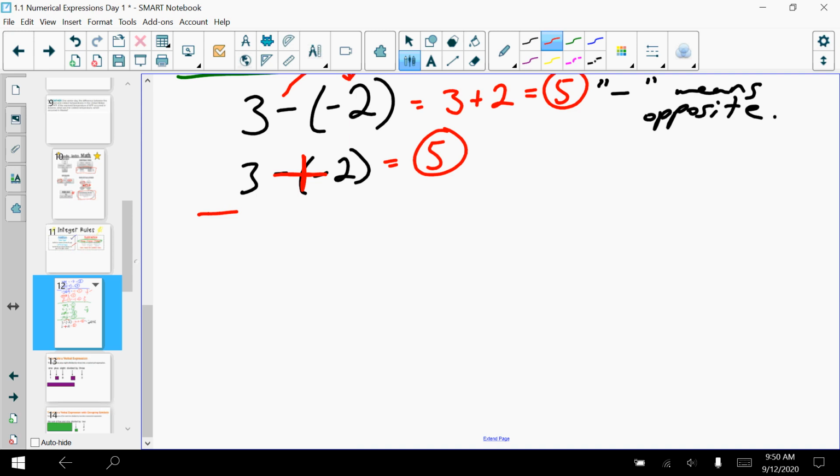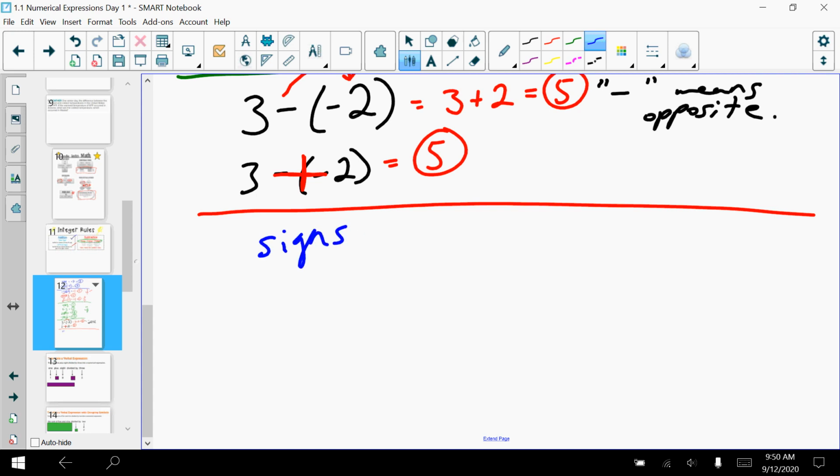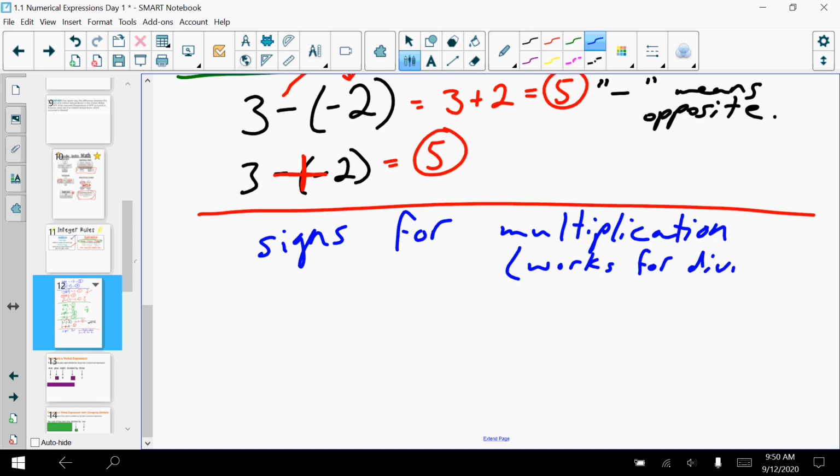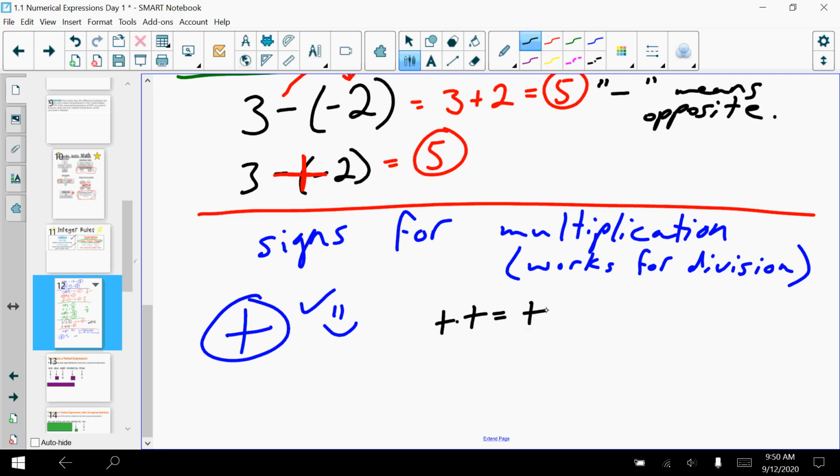Now, at this point, I did have students in class ask me about, well, what about signs for multiplication? So we're going to look at that right now. So signs for multiplication. This also works for division. Okay, so here's what happens. Our goal is to get to a plus sign. Okay, that right there is awesome. We love plus signs. They make us happy. When I'm multiplying a positive times a positive, that's a positive. Because there's nothing I can bundle together.